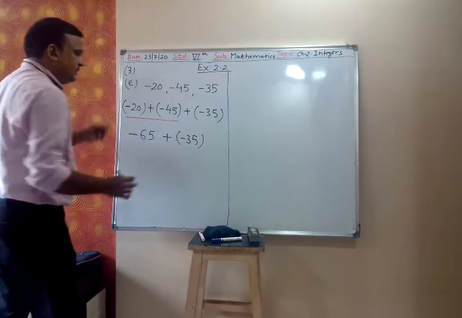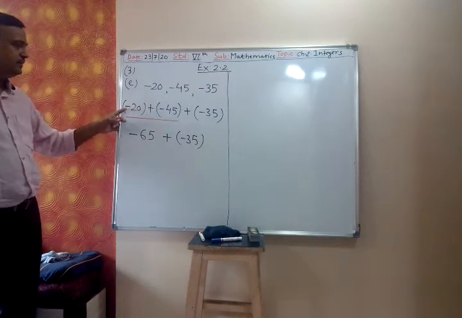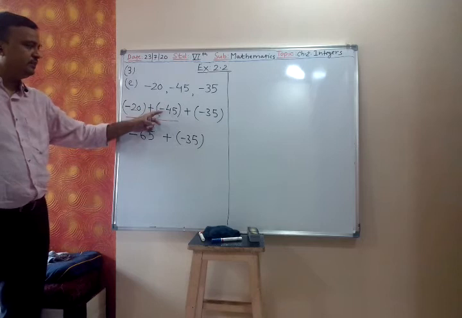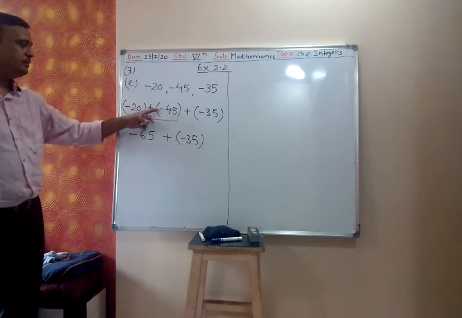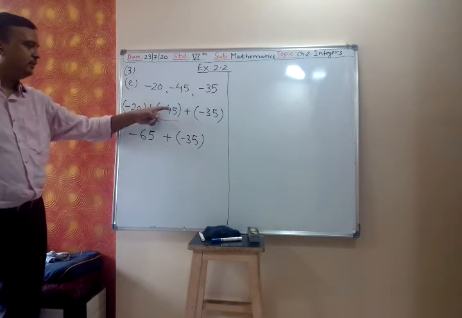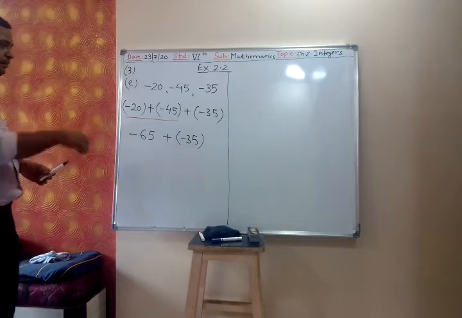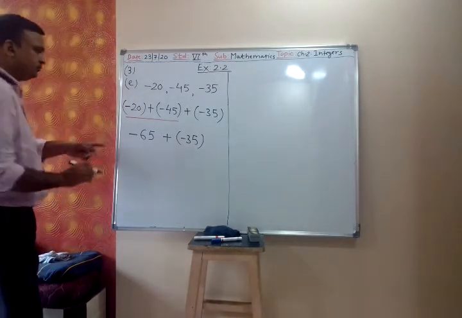Is it clear? See here. What is the sign of 20? Minus. What is the sign of 45? Minus. Minus minus means same sign. So you take the common sign minus and add the numbers. 20 plus 45 is 65. Now we'll simplify minus 65 plus minus 35.